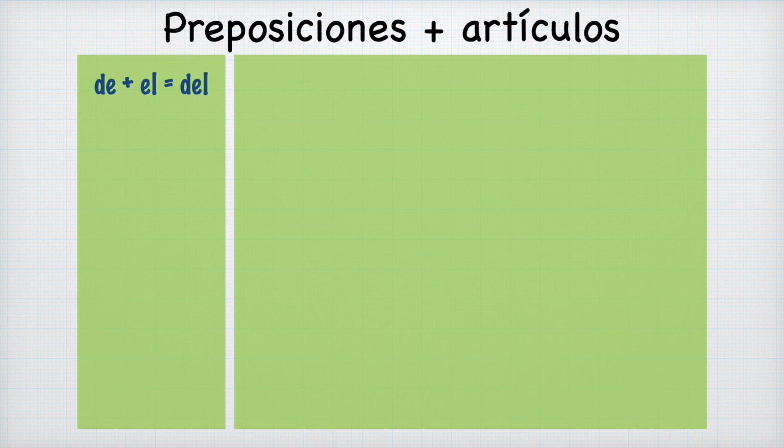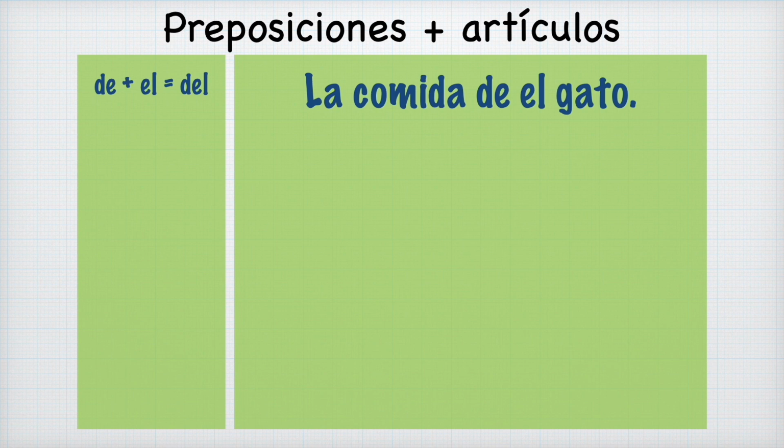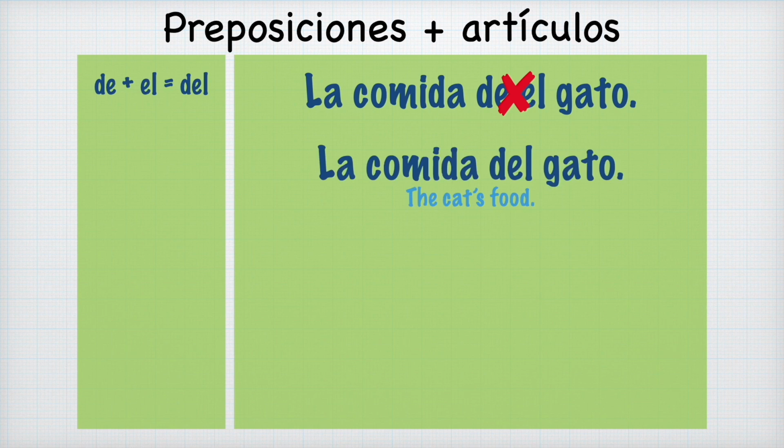So I know I say not to use the articles with the prepositions, but there are exceptions, just like in English. When you have the preposition de plus the article el, it's going to become shortened. It's kind of like a contraction, and it becomes del. For example, la comida de el gato. We wouldn't usually say this because we have two letter E's right next to each other. So it's not correct. The correct way to say it is la comida del gato, which means the cat's food.